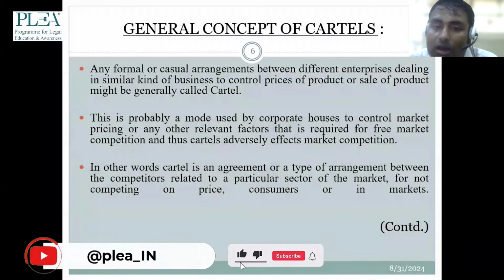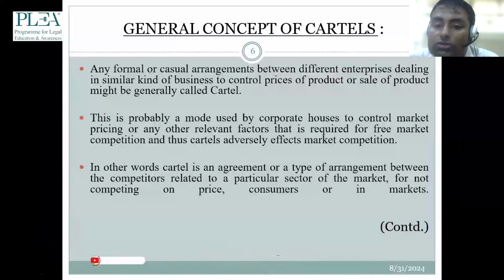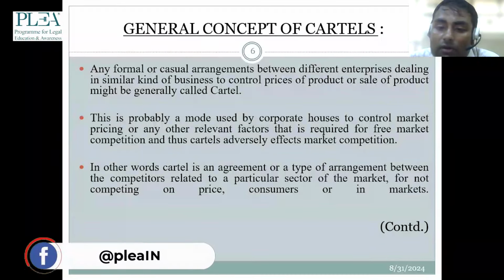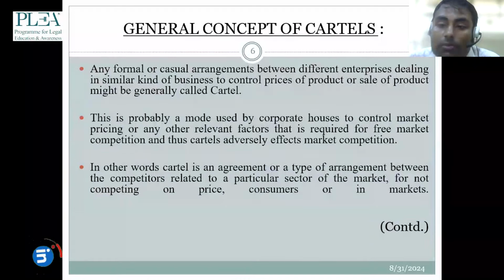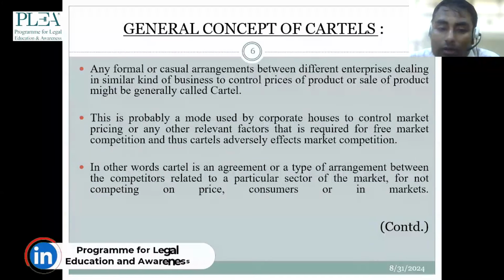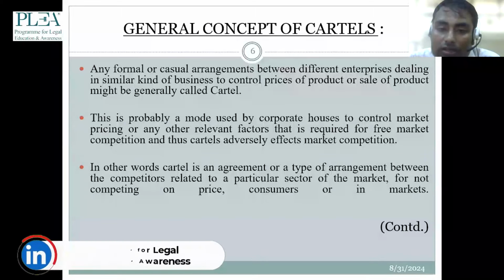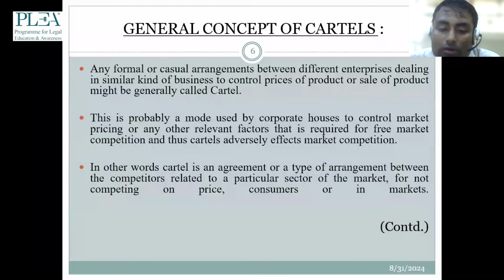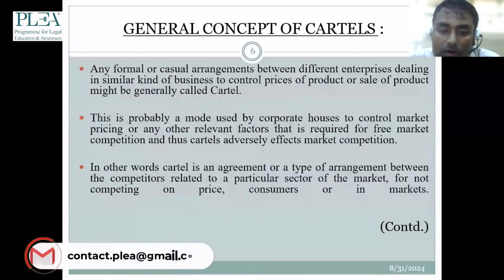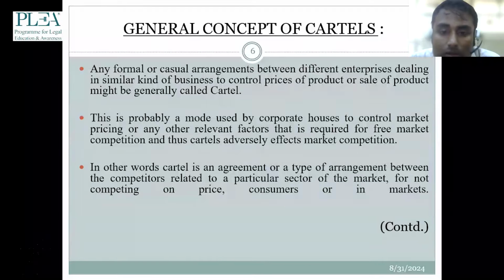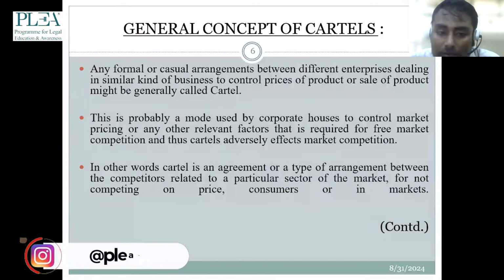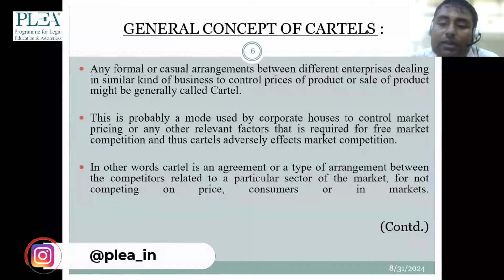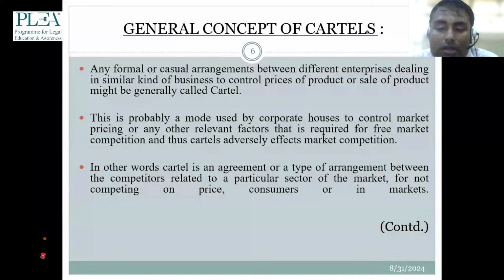So the same thing cartel is going to define, and this is probably a mode used by corporate houses to control market pricing or any other relevant factors that are required for free market competition. It is not going to be free market competition where everyone can join, everyone can go for their shares, everyone can go and join the business with their particular items. So that is required for free market competition, and thus cartels adversely affect the free market competition. There is no doubt in it.